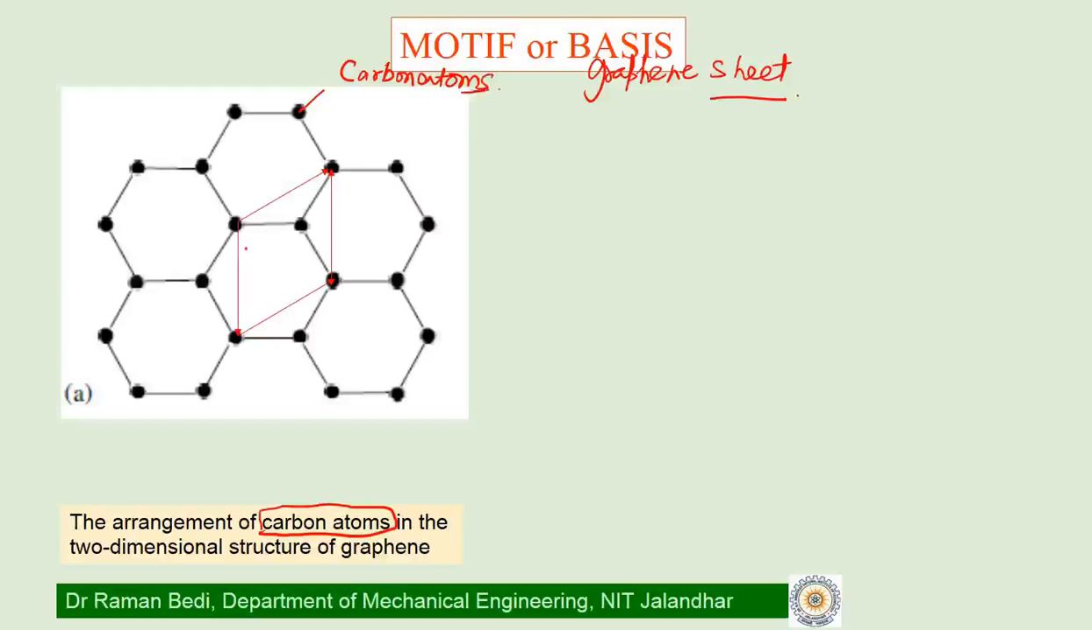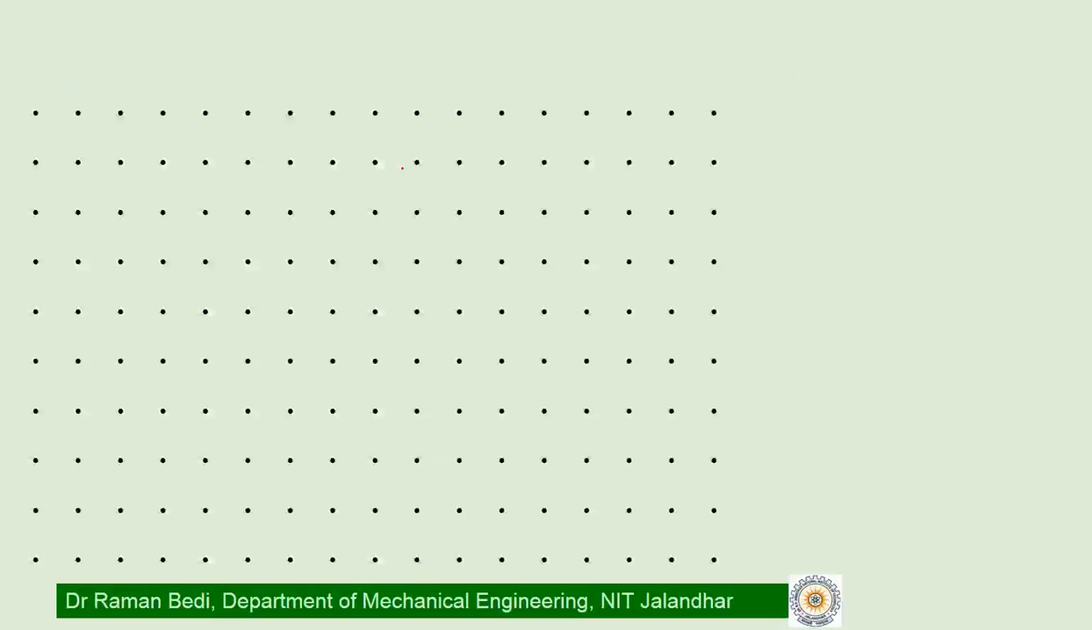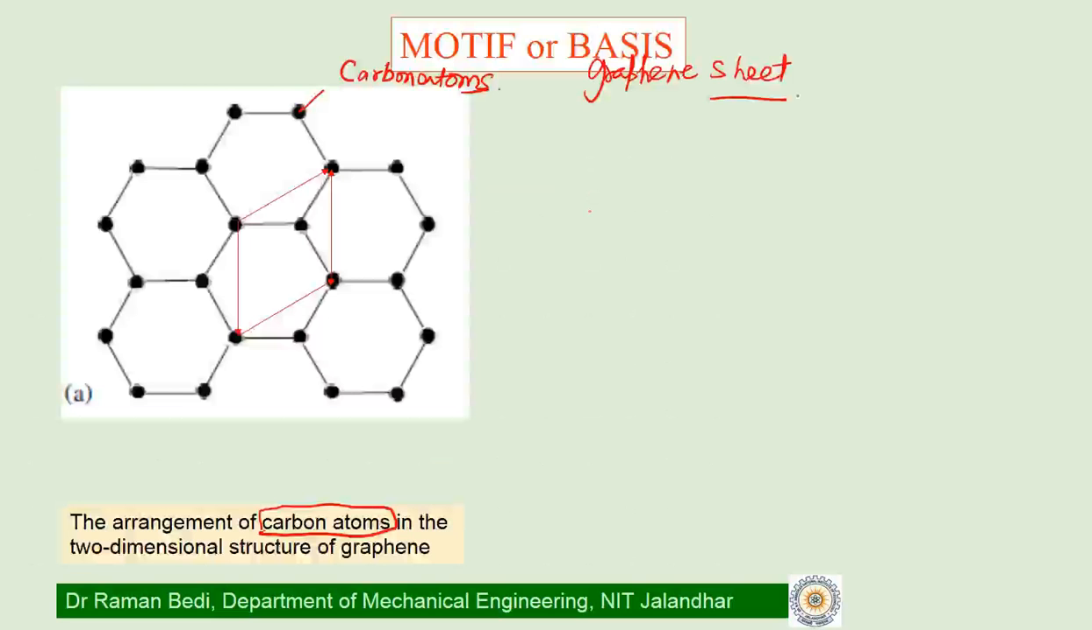These are the carbon atoms. And what is the periodic arrangement? At first instance, it looks like a hexagonal arrangement. But if you now try to see whether this hexagonal arrangement defines the lattice, or something else is the lattice. So to see what it is.